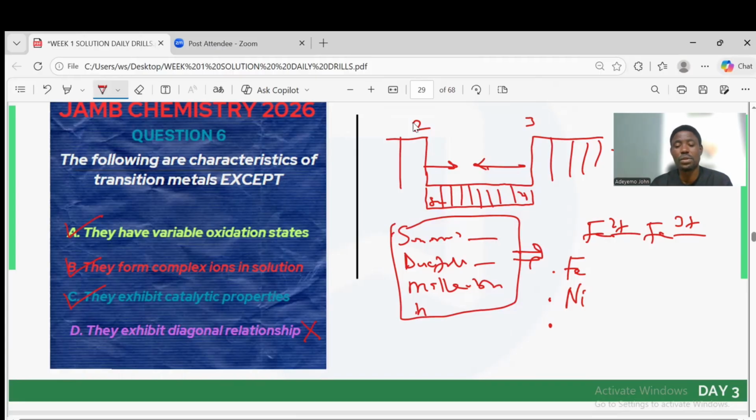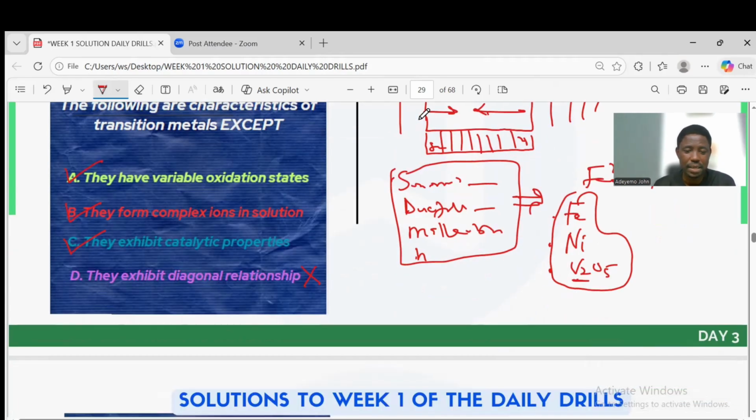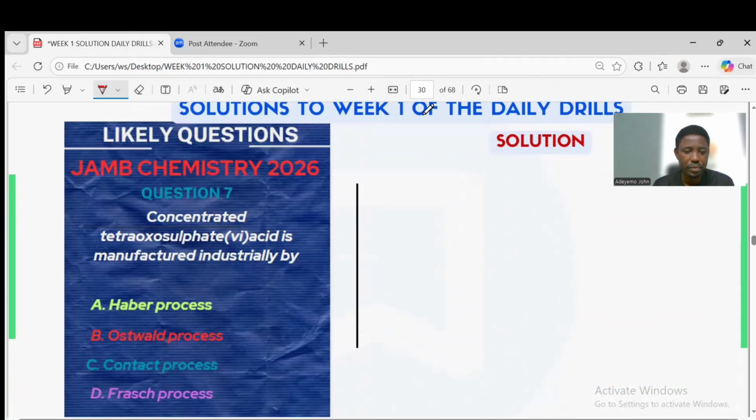In the contact process for producing what? Concentrated sulfuric acid. That uses vanadium(V) oxide, a compound of vanadium. You can see that all of these are transition metals or their compounds, so they have high catalytic properties. I hope that is clear too. So let's move to the next one.